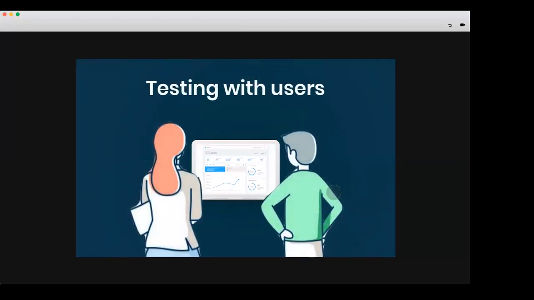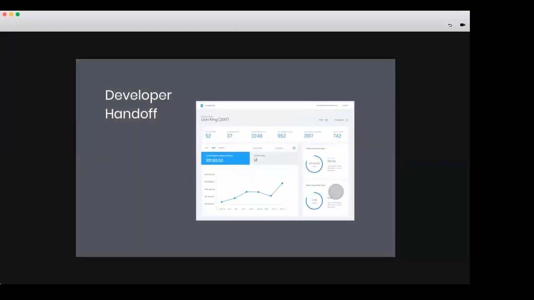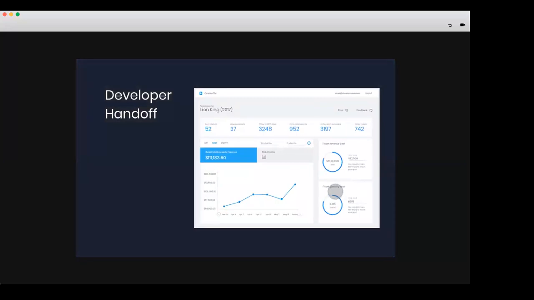So here's where we put our prototypes in front of users. And as Christina mentioned before, we ask open-ended questions so they could give us more feedback. And that way we gather the feedback that we want and we tweak our prototype based on that feedback. Now, the next step is to hand it off to our developers.